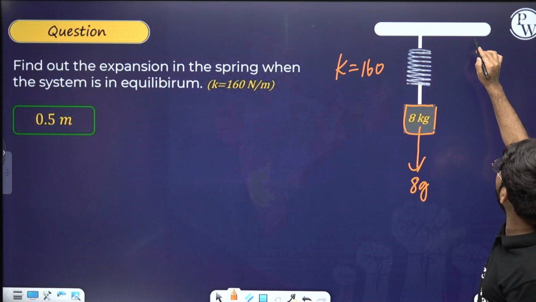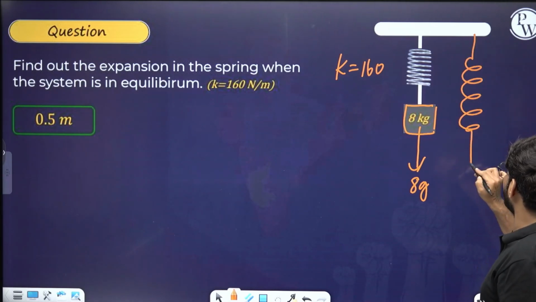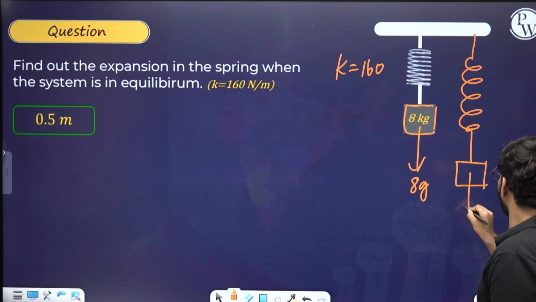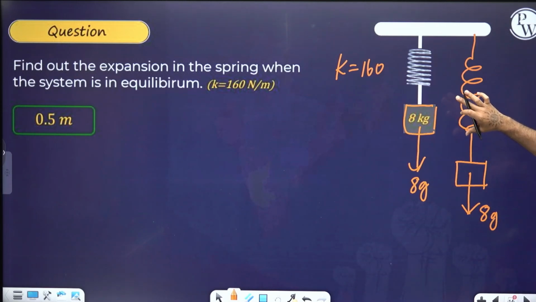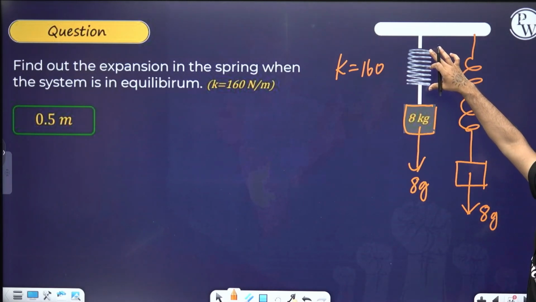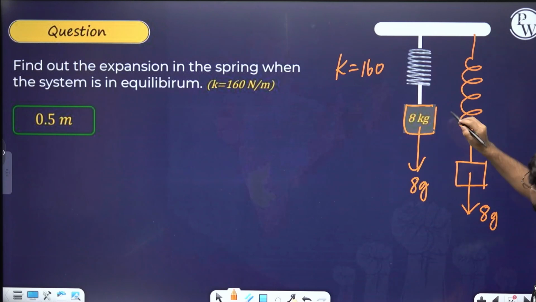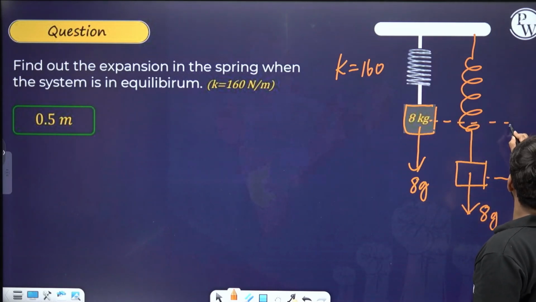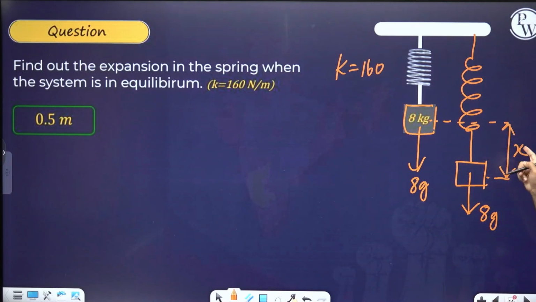This spring will expand. Now this 8 kg mass has come here. So what is the displacement? The spring was here, it expanded, so the mass was here, it came here. This expansion is your x. This expansion is what we need to calculate.